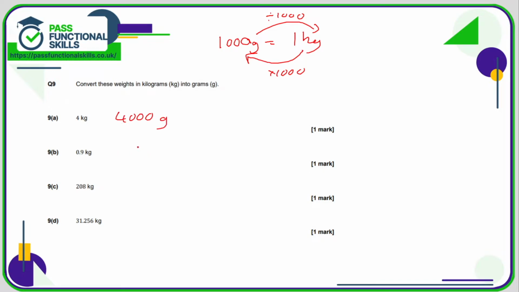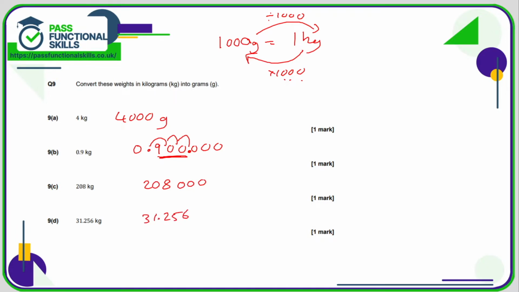0.9, if you're struggling with this, write 0.9, put some zeros to the right. We're going to move the decimal point 3 positions, so 1, 2, 3. So the answer is 900. 208 kilos, multiply that by 1,000, just stick 3 zeros on the end.